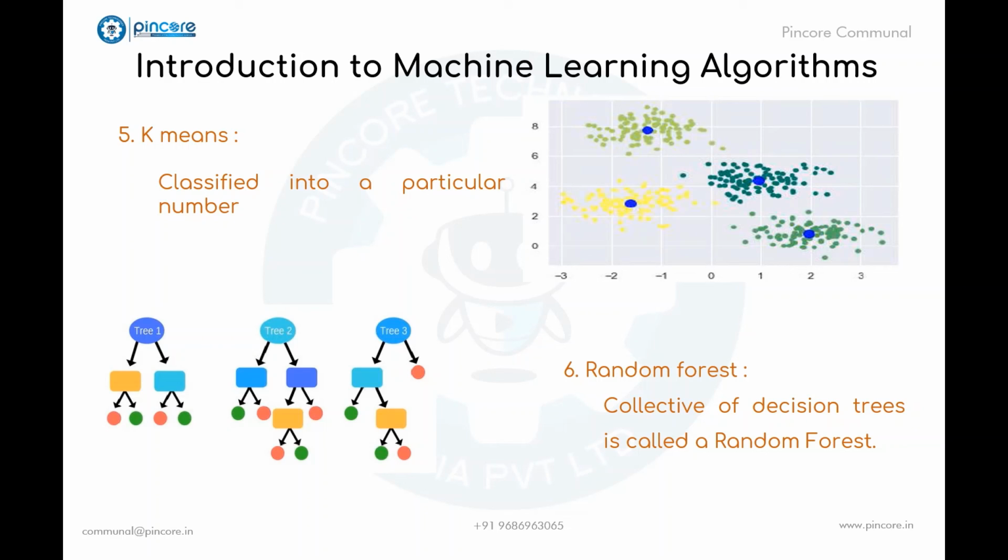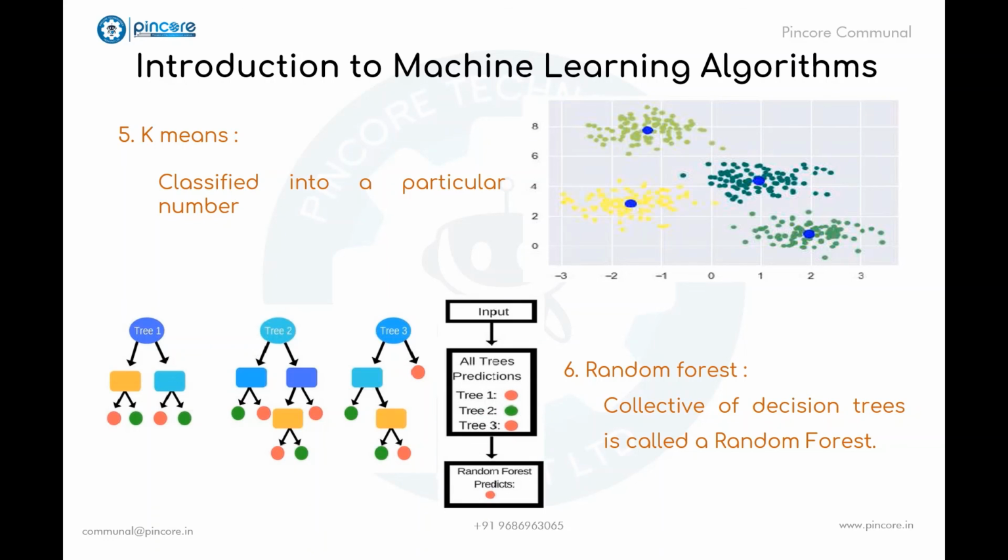The next algorithm is the random forest. A collective of decision trees is called a random forest. To classify a new object based on attributes, each tree gives a classification and we say the tree votes for that class. The forest chooses the classification having the most votes, and each tree is grown to the most substantial extent. There is no cutting down, there is only growing.